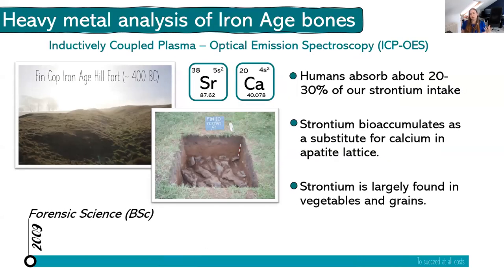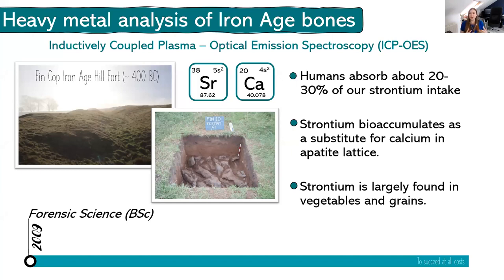So the first real analytical science project I ever did was doing heavy metal analysis of Iron Age bones. So I've gone a long way from this to the water industry. And I really enjoyed this project. So we used a technique called inductively coupled plasma optical emission spectroscopy, or ICP-OES. And what we were looking at is strontium and calcium ratios within human bones. And these human bones have been found at Fin Copse Iron Age Hill Fort, which was built around 400 BC. And these human remains were found, and we know very little about why these people were there or why they were all killed there. So the idea behind this project was to look at these strontium and calcium ratios.